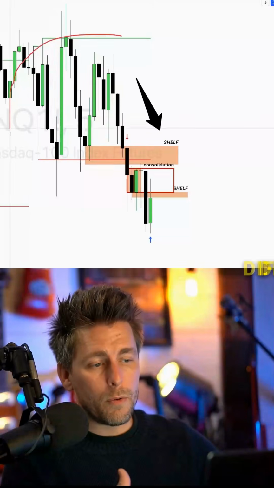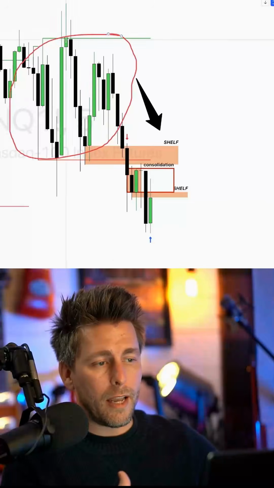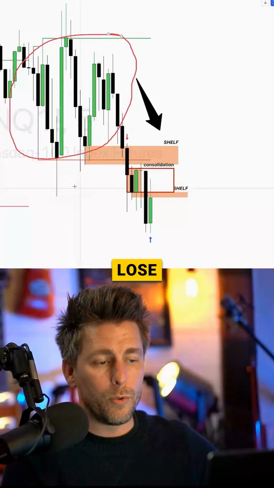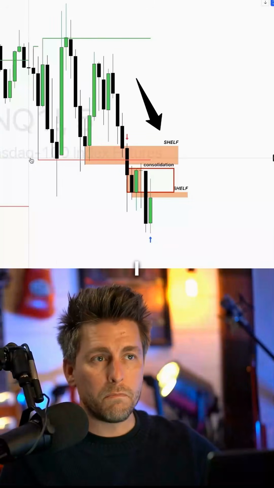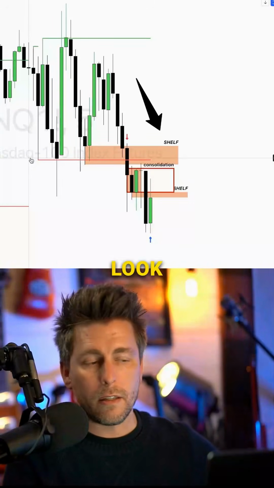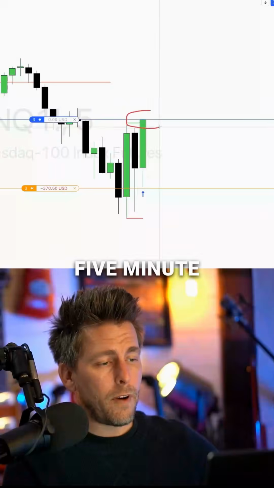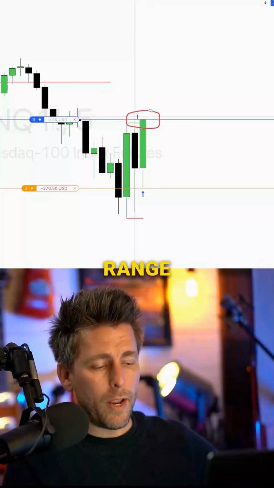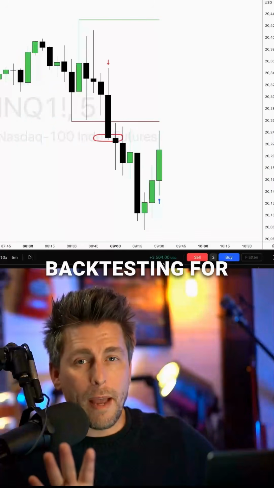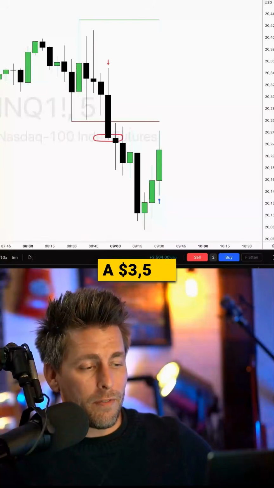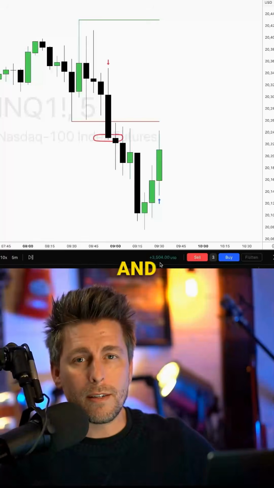Now, this was one of the most difficult days to trade, but I like it as an example because we still didn't lose. And I just want to show you what would have happened had you used this strategy, I don't know, over the past 5 days. Let's take a look. All right, we don't have a lot of time, but here's a 5-minute close outside of the 15-minute range. Starting 5 days ago, let's see what would have happened. So after backtesting for only 5 days, we have a $3,500 profit, 0 losses.